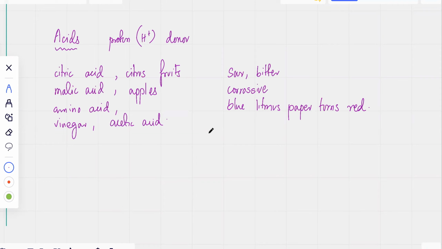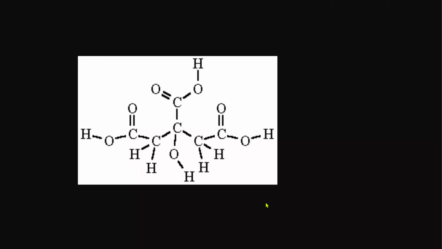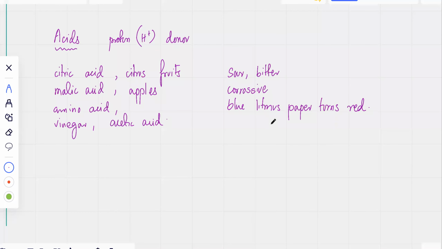Now, I told you about these acids. The only way a molecule could produce H plus 1 ions is that it has H plus 1 ions in the first place. So every acid is capable of releasing H plus 1 ions because it has H plus 1 ions. One of the ions in the acid is going to be an H plus 1 ion.